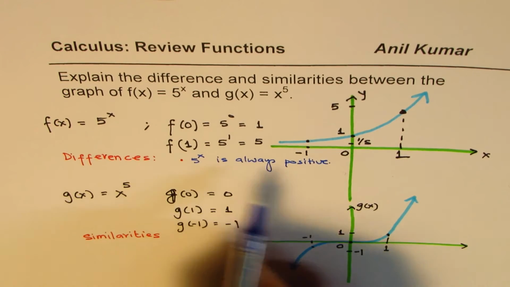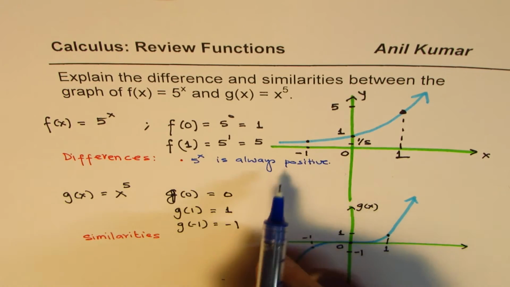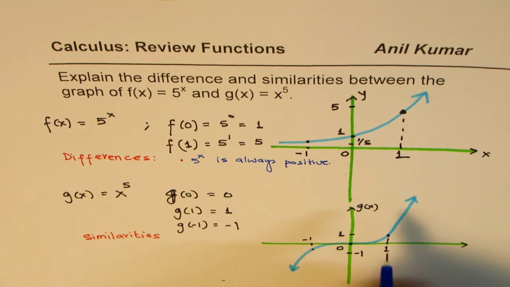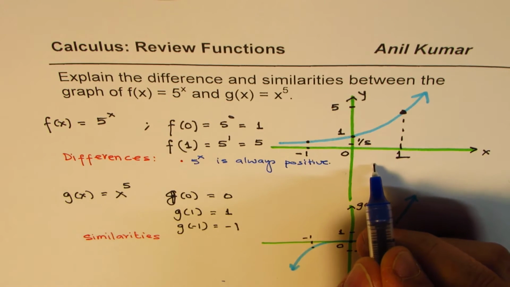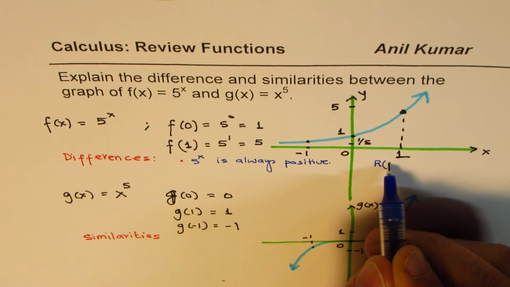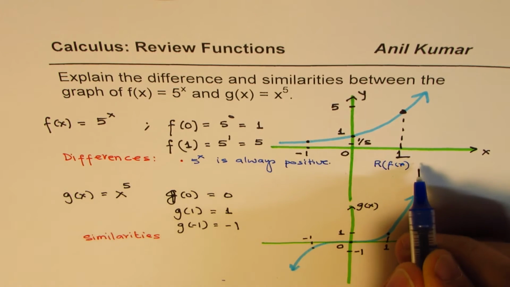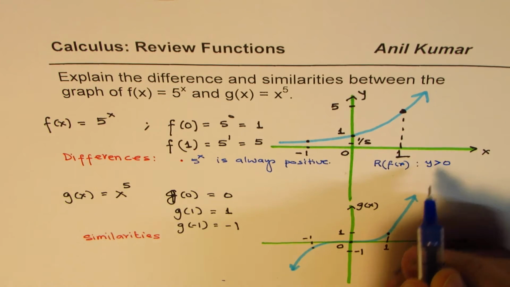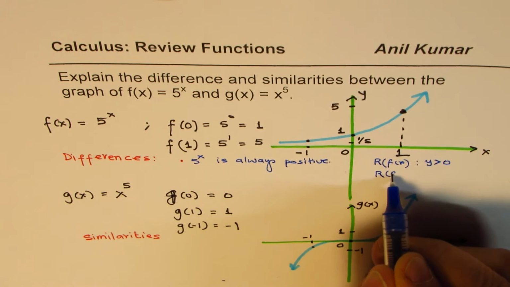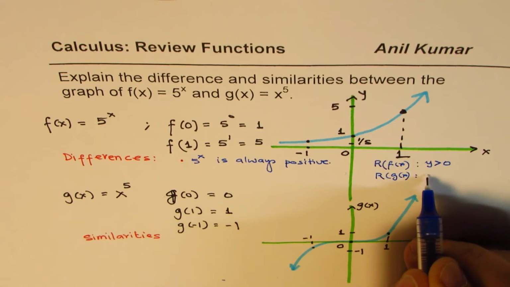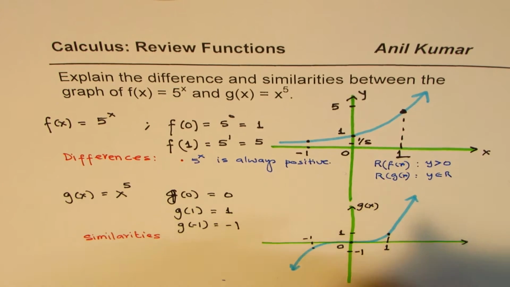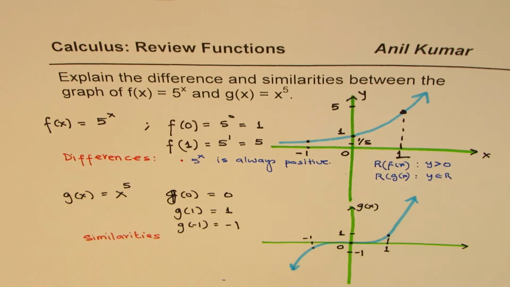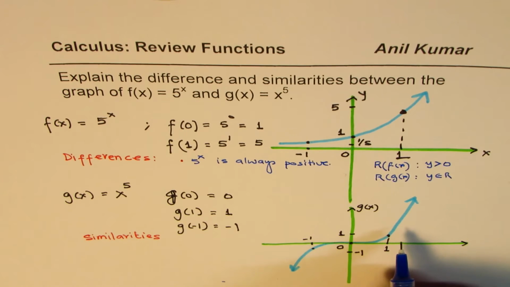Is that okay? Now this is not. So that gives us a difference in the range, correct? So what we see here is that the range of f of x is all real numbers where y is greater than 0. However, range of g of x is y belongs to real numbers. So as far as the range is concerned, these two functions are very different, correct? What else do you think?